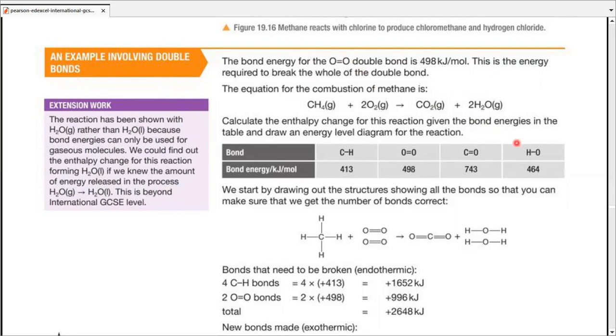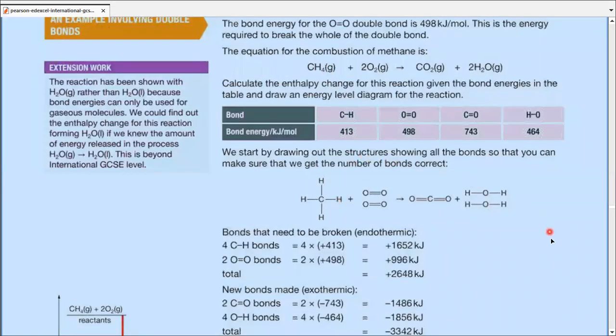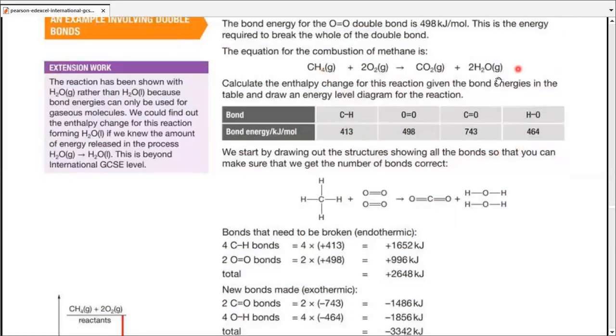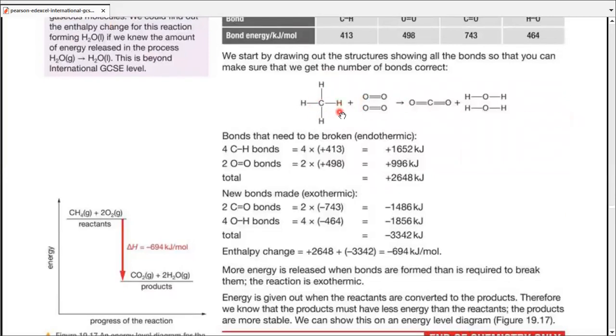Let's do an example. Methane, when burned in oxygen, gives out carbon dioxide and water. All the bonds required in these diagrams, carbon-hydrogen, oxygen-oxygen, carbon-oxygen, and oxygen-hydrogen, are given in the table. Don't worry, you don't have to memorize these values, since every time the bond energy values will be a part of the question. Now, moving on, you would notice there are 4 carbon-hydrogen bonds. So the value is multiplied by 4.